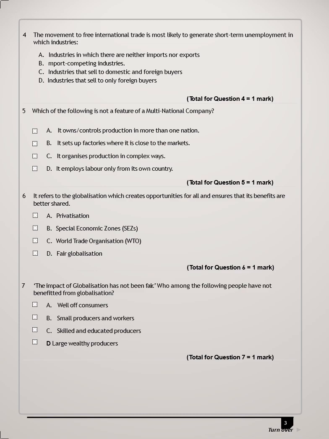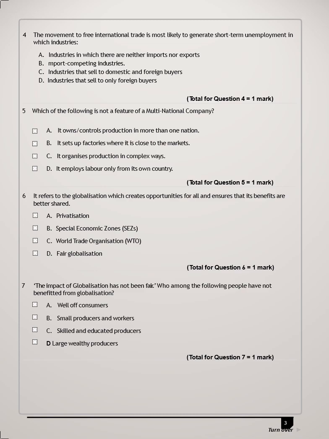Then question number 5, which of the following is not a feature of a multinational company? So we know what a multinational company is, and which is not a feature of a multinational company. If you check option A, it owns and controls production in more than one country. Yes, then that is a multinational company, isn't it? When it owns and controls production in more than one country, that is called a multinational company.